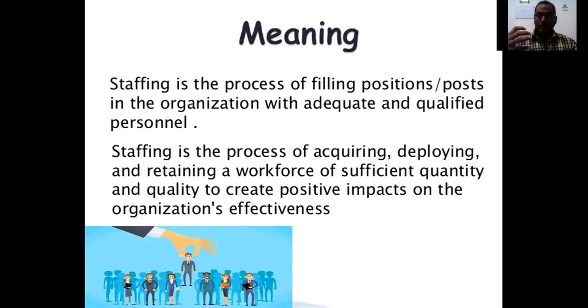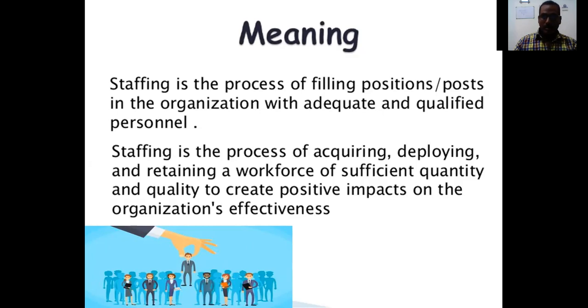Whenever any vacant position arises in an organization, the manager, especially the HR manager, fills the position on requisition from the departmental head, with adequate and qualified persons. Adequate means enough persons. They should not put in fewer than the required number of persons or more, because if they put in fewer, the work burden for the other staff members will increase. If they recruit more people, then the cost for the organization will also go up. So they have to put the optimum number of persons required in the particular department or section.